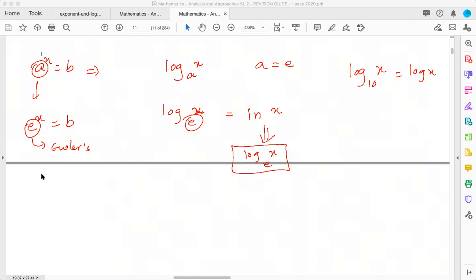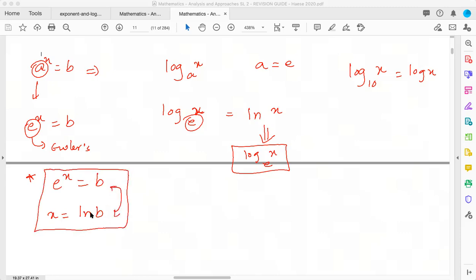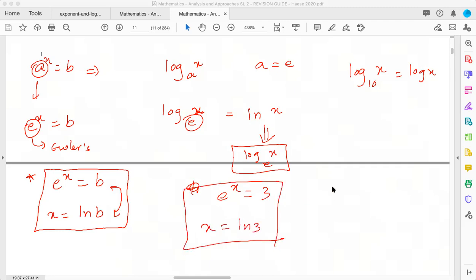So now the properties of ln: how do the properties change? For example, if you have e to the power x is b, I can say x is ln b. This is what you have to remember, it works backwards and forwards both ways. So if you have e to the power x equals, let's say, 3, my answer for x is ln 3. If I have e to the power 2x minus 1 is 5, then 2x minus 1 equals ln 5. So straight away you can remember.